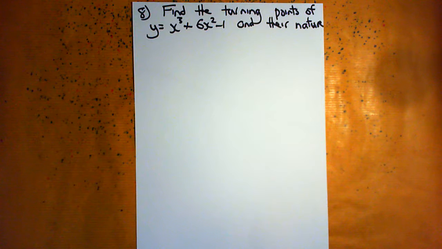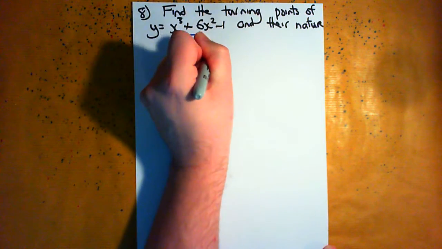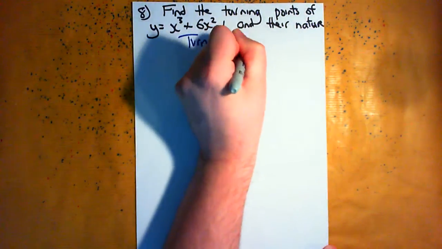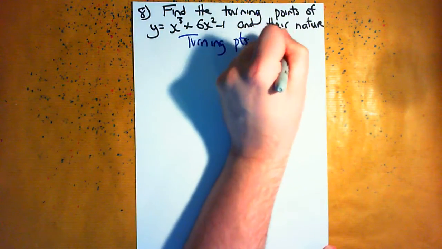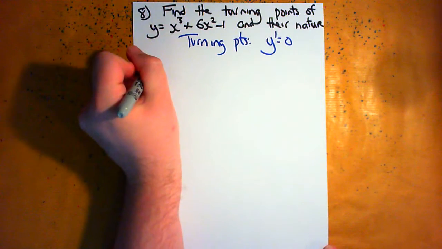Find the turning points of y equals x cubed plus 6x squared minus 1 and their nature. So turning points are what we're finding, which means we need to set the derivative of the function equal to 0. So let's differentiate the function.